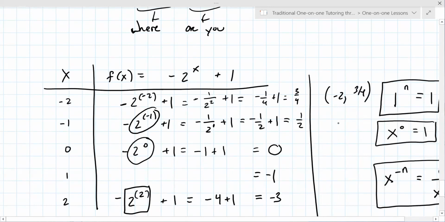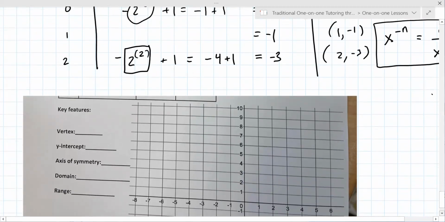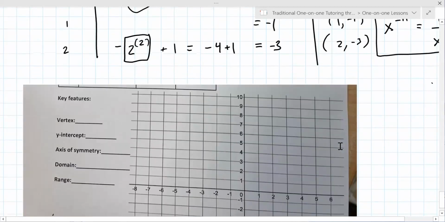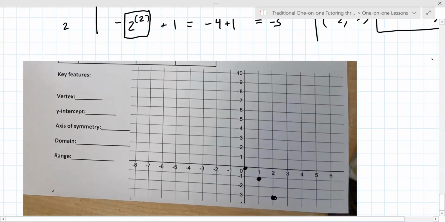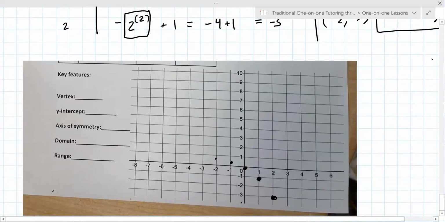What was the way you worded it last time? You can just say the ordered pair -2, 3/4, or -1, 1/2, 0, 0, 1, -1, 2, -3. So we're going to graph these. We're going to want to graph these ones over here to the right first. So it's 2, -3, 1, -1, 0, 0, and then -1, -1/2, -2. So it ends up that this thing looks like this right there.